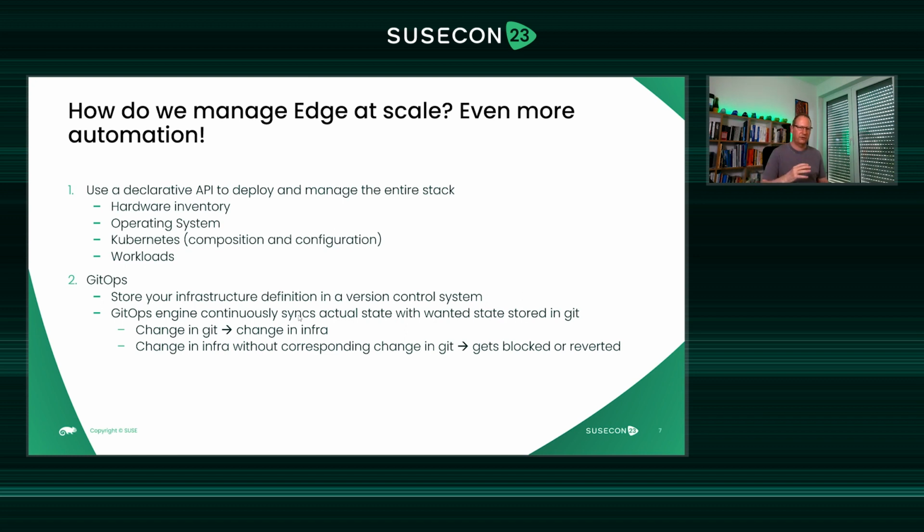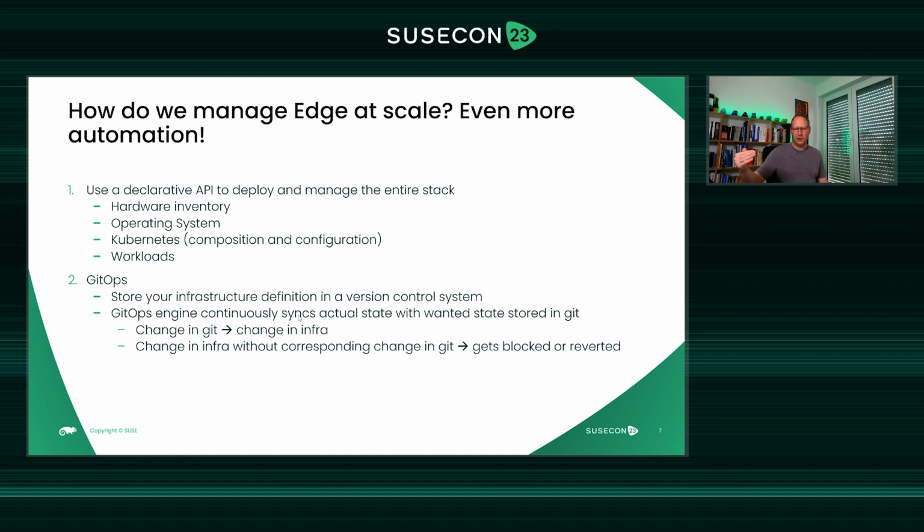something that has a lot of traction in the industry, particularly in the context of running Kubernetes and running Kubernetes at the edge, is the principle of GitOps, which in a nutshell means storing your infrastructure definition in a revision control system like Git, and then having a so-called GitOps engine, which continuously syncs the actual state of your infrastructure with the wanted state that is stored in Git. This basically means that in order to effect change onto your infrastructure, you have to submit that change into your Git repository, and then the GitOps engine picks it up from there and rolls it out into the actual infrastructure.